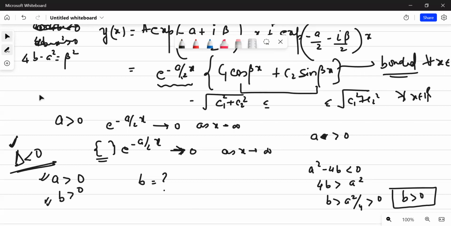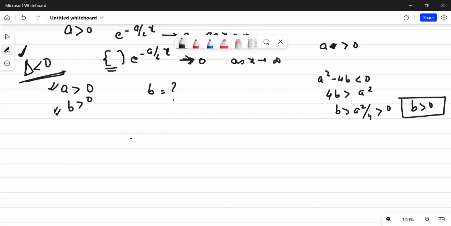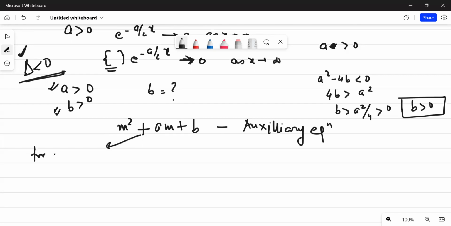Or otherwise, because you have studied your complex numbers, let me check your complex number. m square plus am plus b. This was your auxiliary equation, right? Now, if it had two complex roots, let me write them for example as alpha plus beta and alpha minus beta. I'm not writing minus a plus something, but I'm just writing in general that if this auxiliary equation had complex roots, then one root would be alpha plus beta, another root would be alpha minus beta. Is that clear?